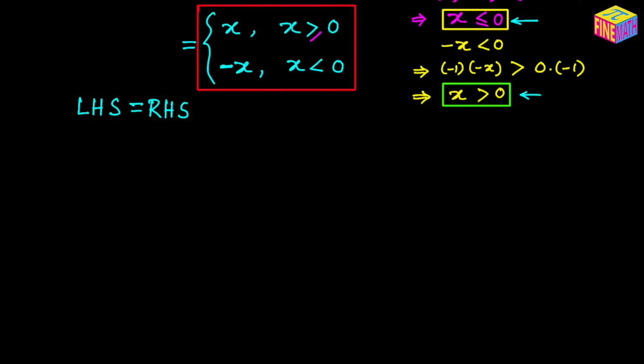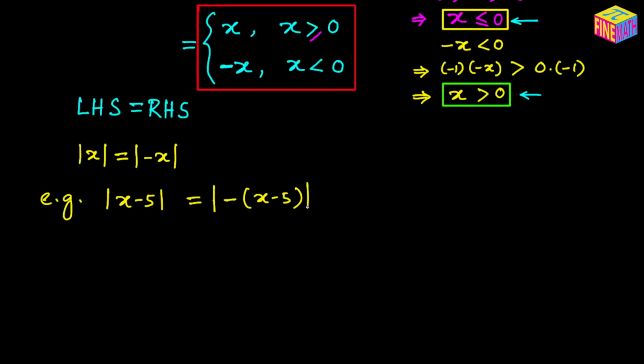So let's take an example here. Now we know that modulus of x is the same as modulus of negative x. Suppose we have modulus of x minus 5, can we write it as modulus of negative of x minus 5? That's exactly what we just proved, and that is now going to look like modulus of, if you remove the parenthesis, 5 minus x, right? So from here you can see a general picture: modulus of x minus a is equal to modulus of a minus x.